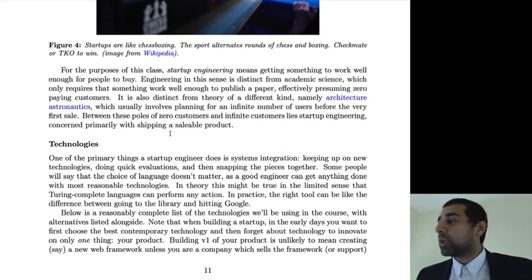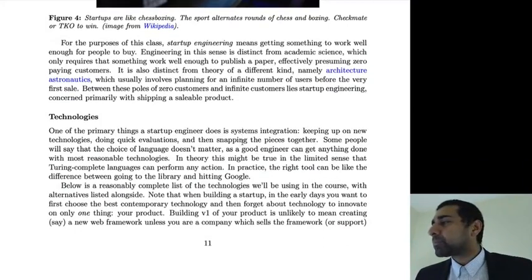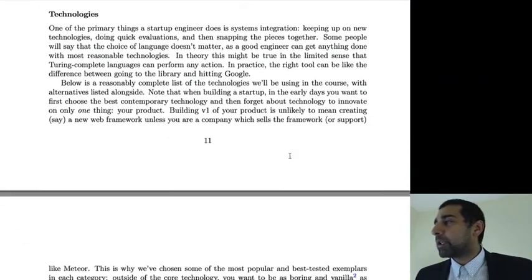You can also include an open source application that's downloaded and used by people. Let's just say that you're getting users or customers. And really, one of the fundamental things here is systems integration. You want to be able to evaluate pieces, keep up with new technologies, and then snap those pieces together.